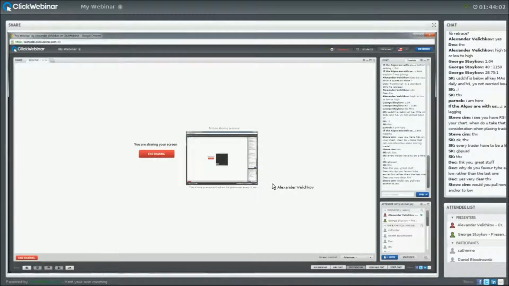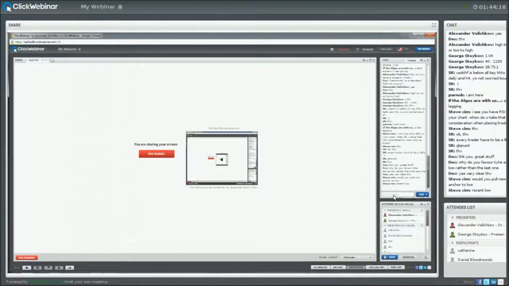Any questions? Would you pull new anchor, new low? Where, Steve? Can you just outline where would I pull the same anchor, new low? New anchor to new low. Recently, in the Aussie, we're talking about the Aussie, right?